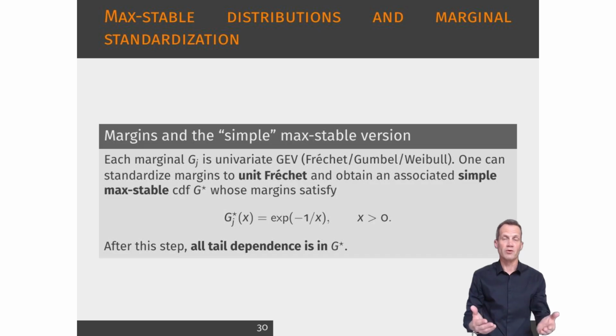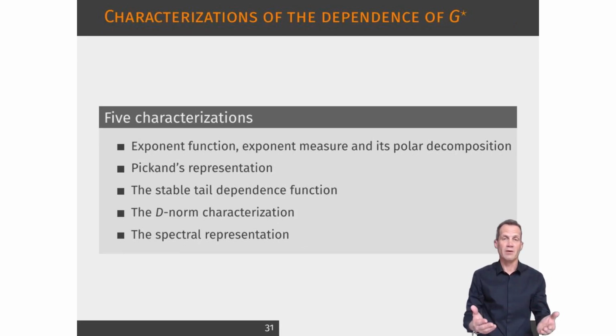This is a very useful strategy. First standardize the margins, then model the dependence structure on a common scale. This slide announces 5 complementary ways to describe the dependence structure of a simple max stable distribution.